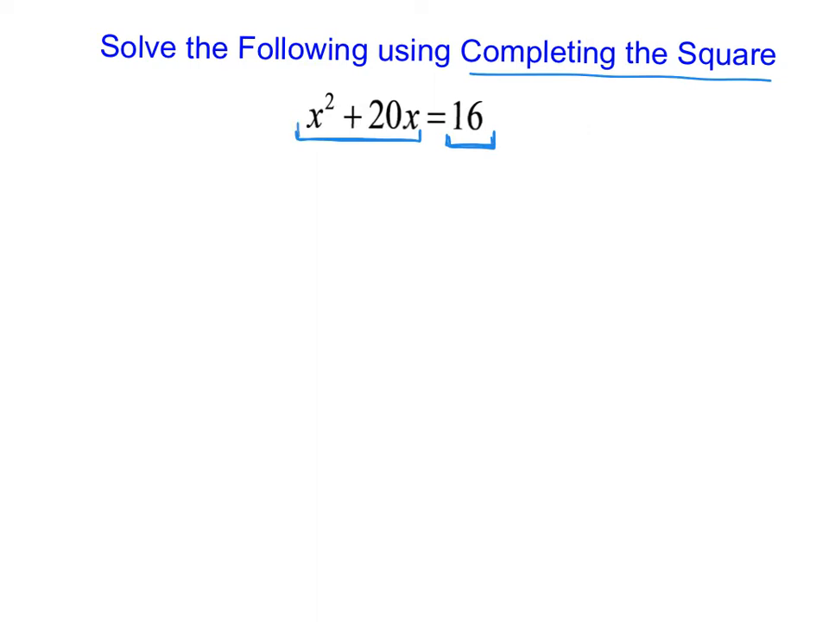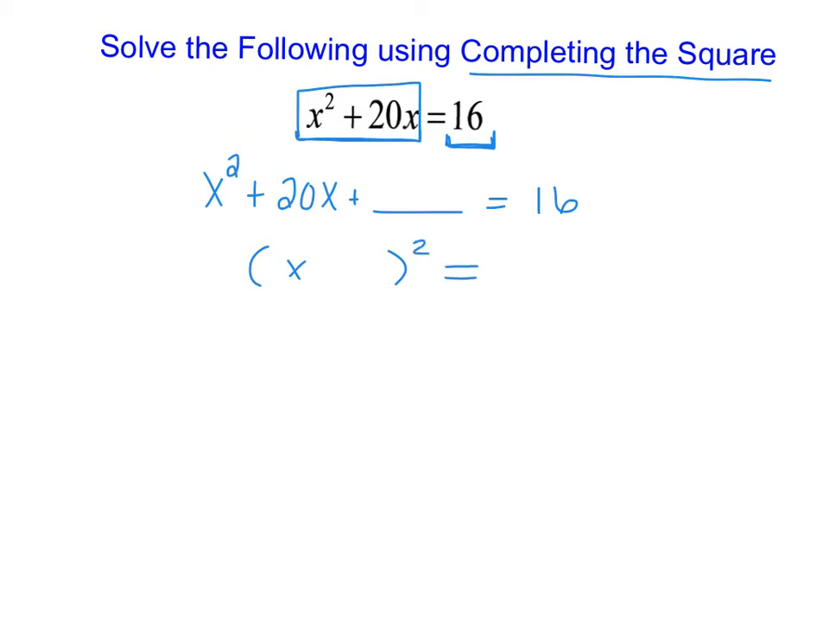Because what we're going to do is really focus in on this piece right here, and we're going to try to figure out what we need to add to x squared plus 20x in order to turn that into some sort of perfect square trinomial. So our goal is to end up with x plus or minus some number quantity squared on the left-hand side. So if I think about this, I need to figure out what I'm going to add there. And again, I'm going to think back to my properties.